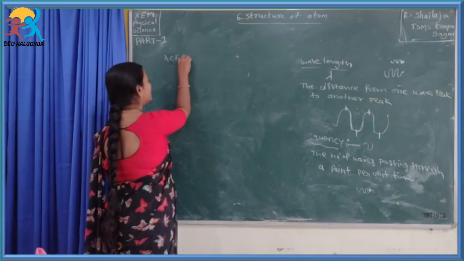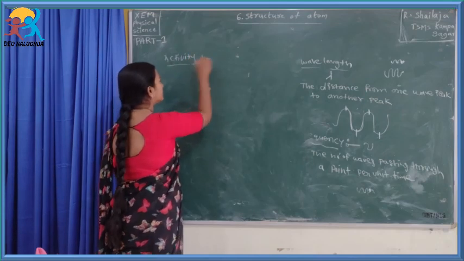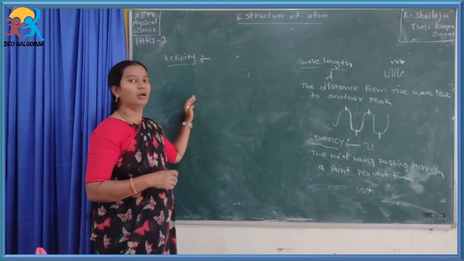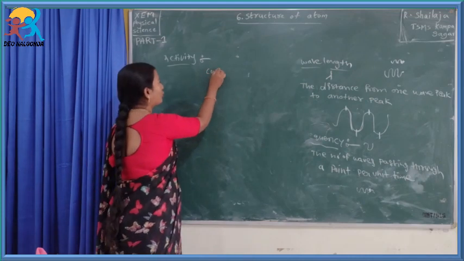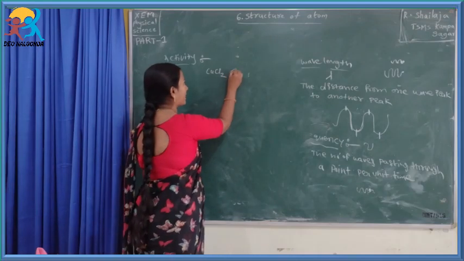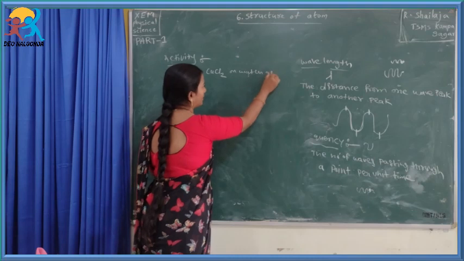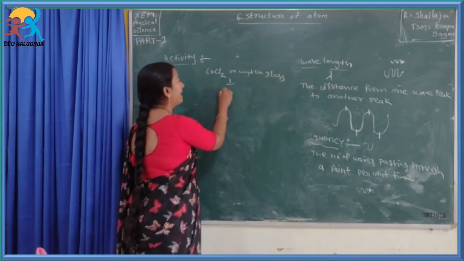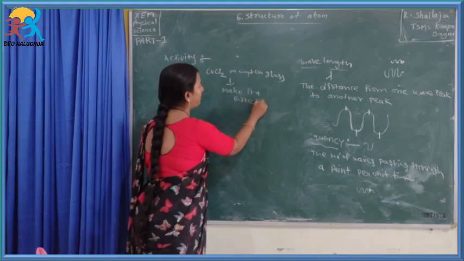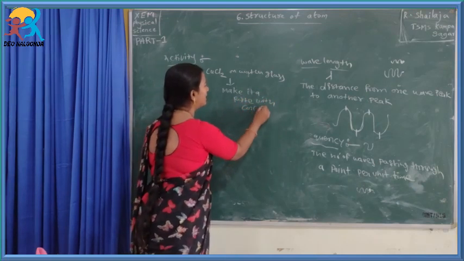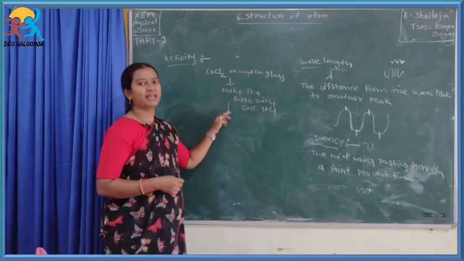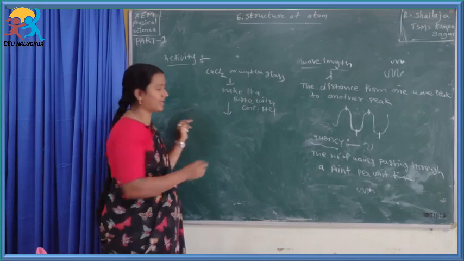An activity is there in the next coming topic. For example, take cupric chloride, CuCl2, on a watch glass, then make it into a paste with concentrated hydrochloric acid.